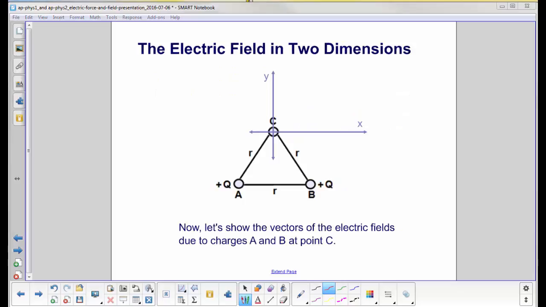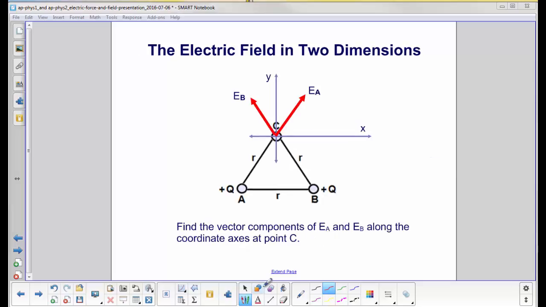As we did with a similar problem for electric force, we have a Cartesian coordinate system here, and we center it on point C. The electric field at point C from charge A is on a line connecting the 2 points, and since this is a positive charge, the electric field points away. So here is the electric field due to point A. The charge at point B does the same thing, but that line's pointing this way, so here's the electric field due to charge Q at point B.